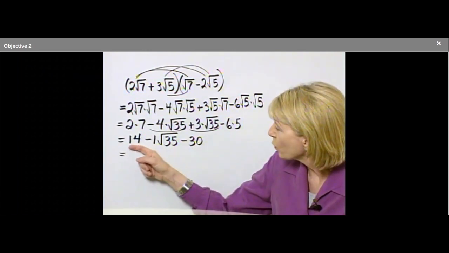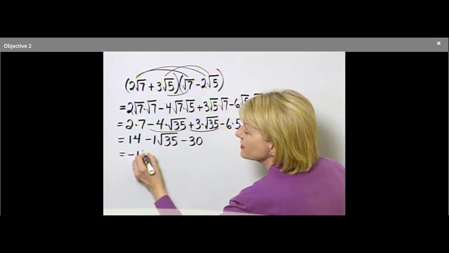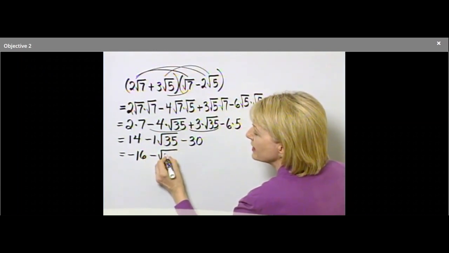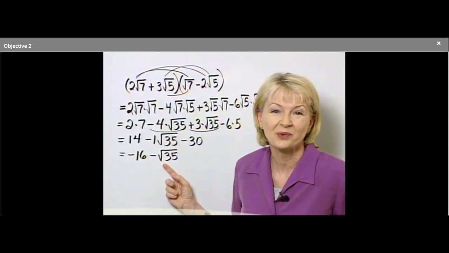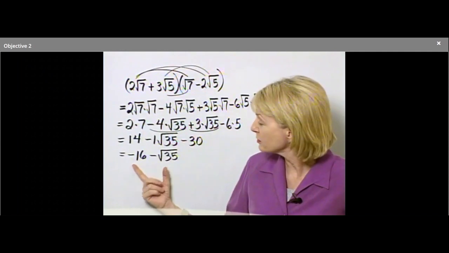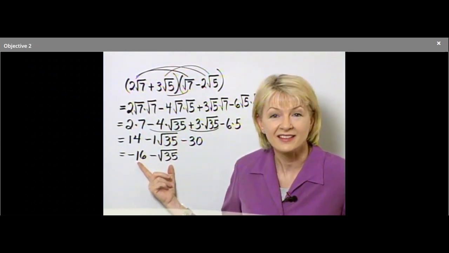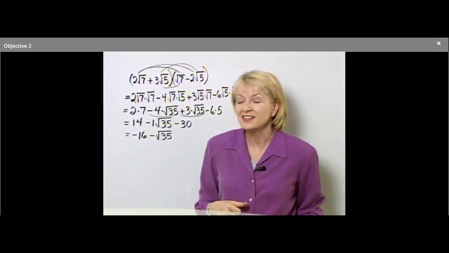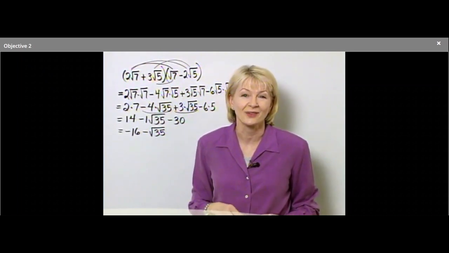The answer is yes. 14 minus 30, that's negative 16. And then minus, I'll go ahead and just write it minus square root of 35. That does mean minus 1 square root of 35. I've simplified as much as possible. These are unlike terms, unlike radicals, so I can simplify no further. At this time, practice adding, subtracting, and multiplying radicals.